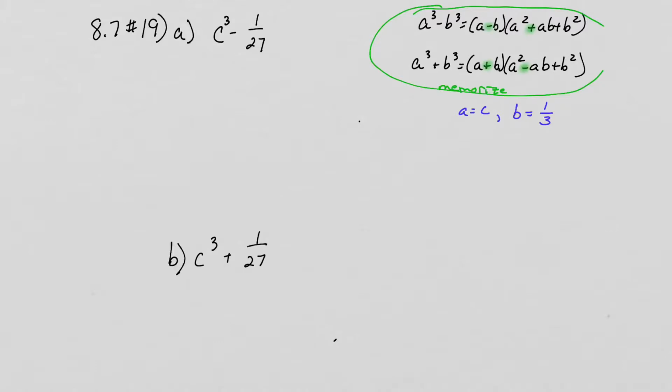The first formula that we use has the minus sign right here, so we're going to use the first formula with the minus. So let's go ahead and factor. Filling in a minus b would be c minus 1/3, and then a squared would be c squared, plus ab would be plus c times 1/3, plus b squared would be plus 1/3 squared. So when you simplify that, you have c minus 1/3 times c squared plus 1/3 c plus 1/9.